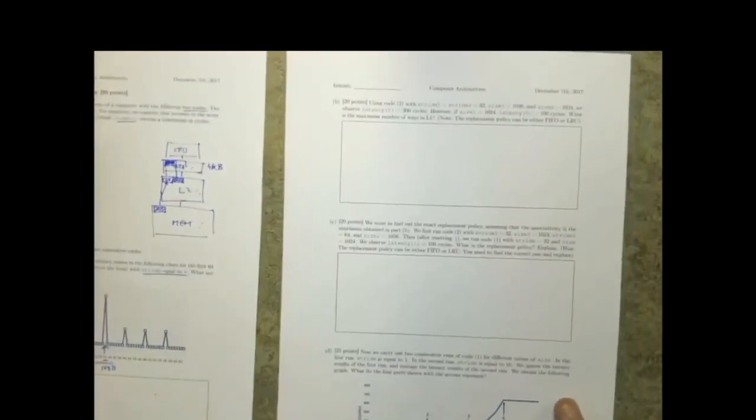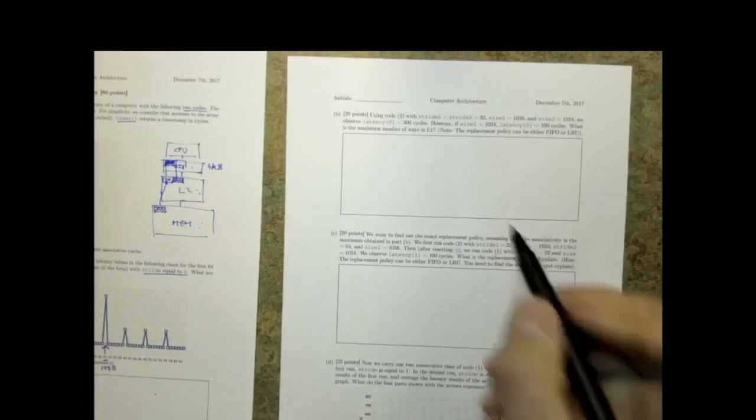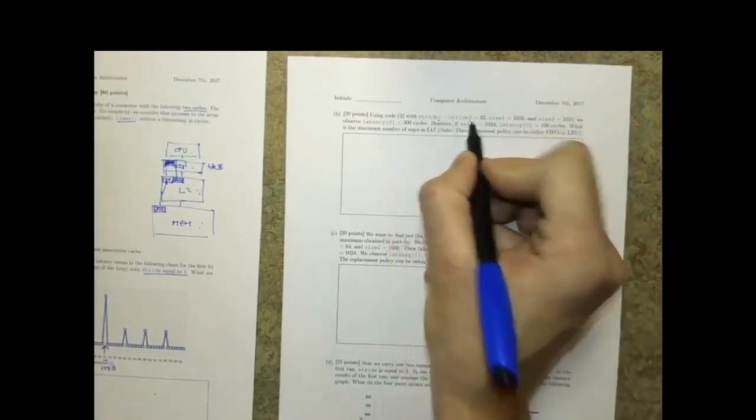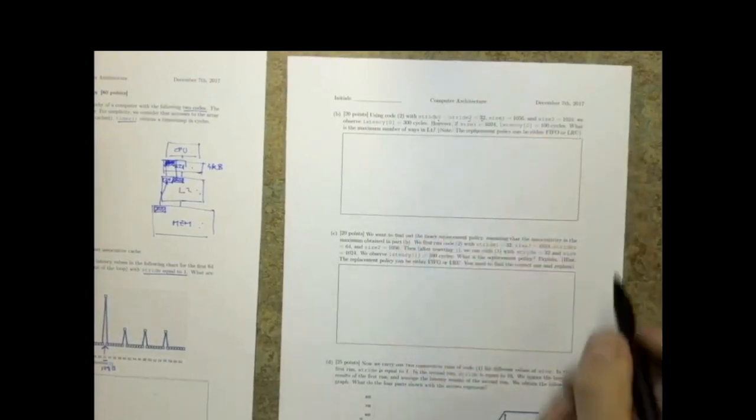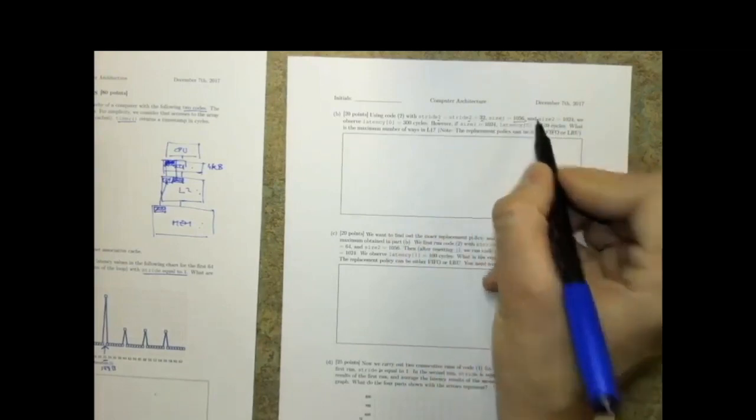So then let's move to part B. In part B, the question is, we are using code 2 with stride 1 equal to stride 2 equal to 32. Size 1 is 1056. You have one question? Part A.